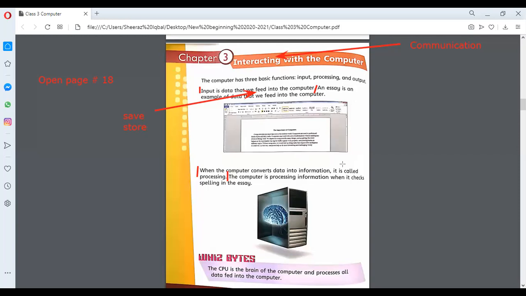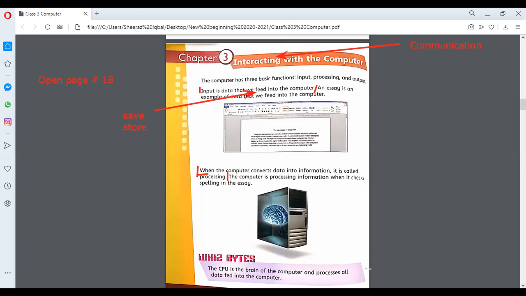Okay. Muhammad Al Rashid. Yahya Gulzar, can you read this sentence again, Yahya? This one. When the computer converts data into information, it is called processing. Okay, thank you, Yahya. That's it. We are just at the first line. Okay, Sakshar, can you read this line once again?